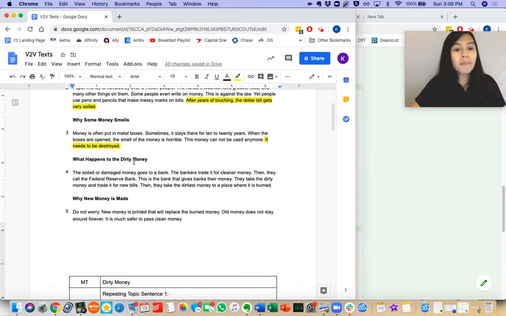What happens to the dirty money? The soiled or damaged money goes to a bank. The bankers trade it for cleaner money. Then they call the Federal Reserve Bank. This is the bank that gives banks their money. They take the dirty money and trade it for new bills. Then they take the dirtiest money to a place where it is burned.